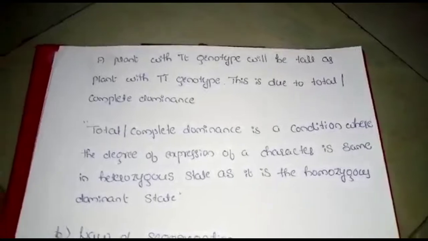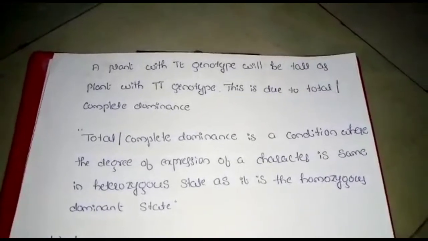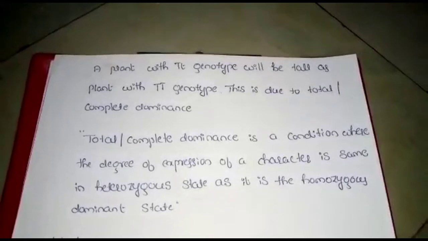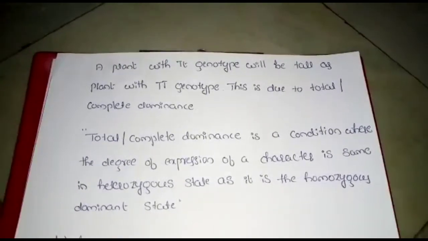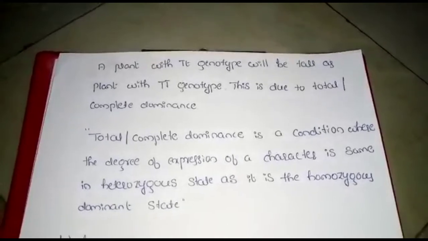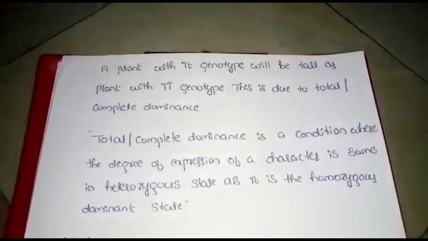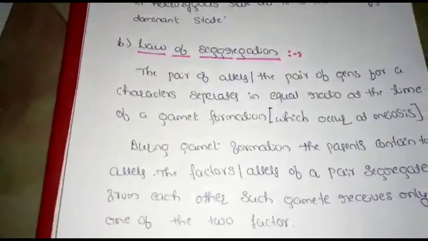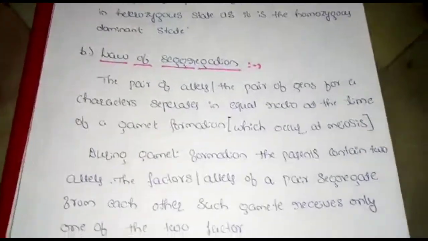It means the law of dominance says that, in the heterozygous condition or the homozygous condition, the dominant gene always shows its character, and the recessive character is always suppressed. This is called the law of dominance. And next you have to consider the law of segregation.